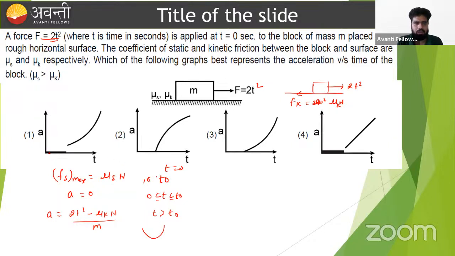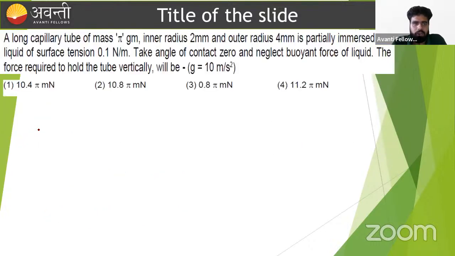We can say initially this is 0. After that there is a kink, the body suddenly starts. This is the point here, and this is the parabola upward. We can say the kinetic friction acts in this region. So what is the correct graph? We can say option A is the right one.